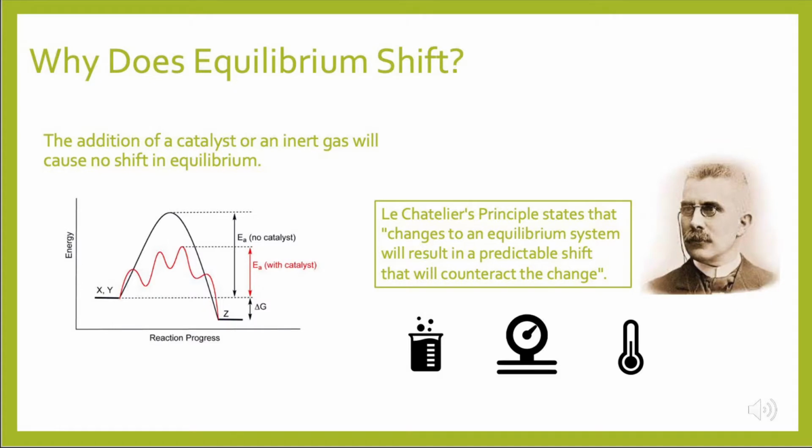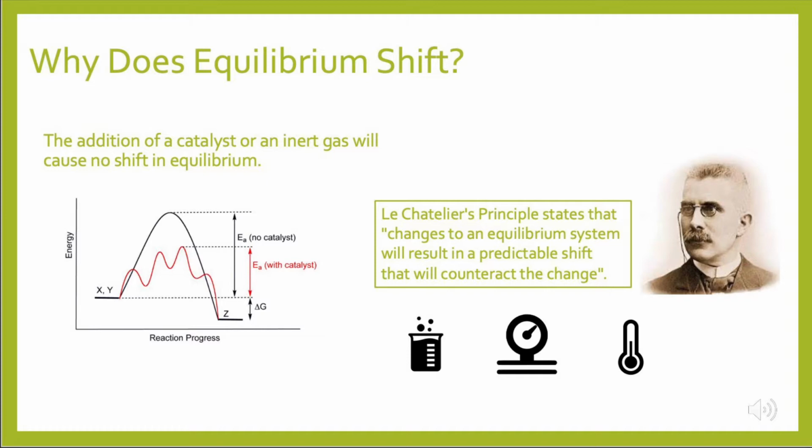There are so many different things you can do to a system that will cause absolutely zero shift in equilibrium, such as the addition of a catalyst or an inert gas. You can see in the graph here on the bottom that the only thing the addition of a catalyst does is speed up the rate of the reaction. It does not affect the positioning of equilibrium.